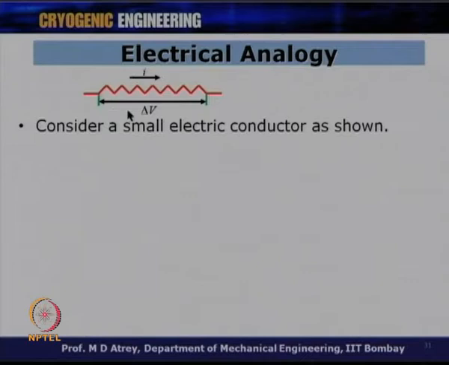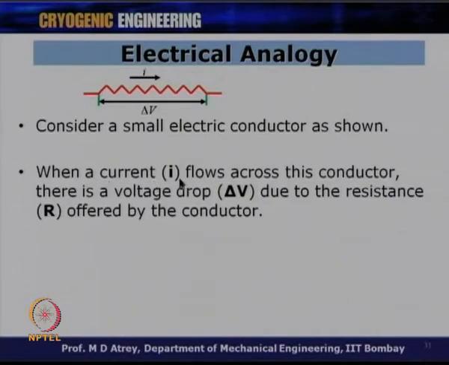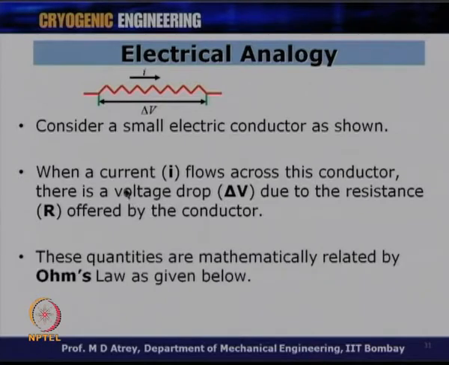We know that when a small current I is passed through a resistance which has a potential difference of delta V, we get a certain resistance which is connected by Ohm's law. So, consider a small electrical conductor as shown. When a current I flows across this conductor, there is a voltage drop delta V due to the resistance R offered by the conductor, and this is very simple, and they are related to each other by Ohm's law.